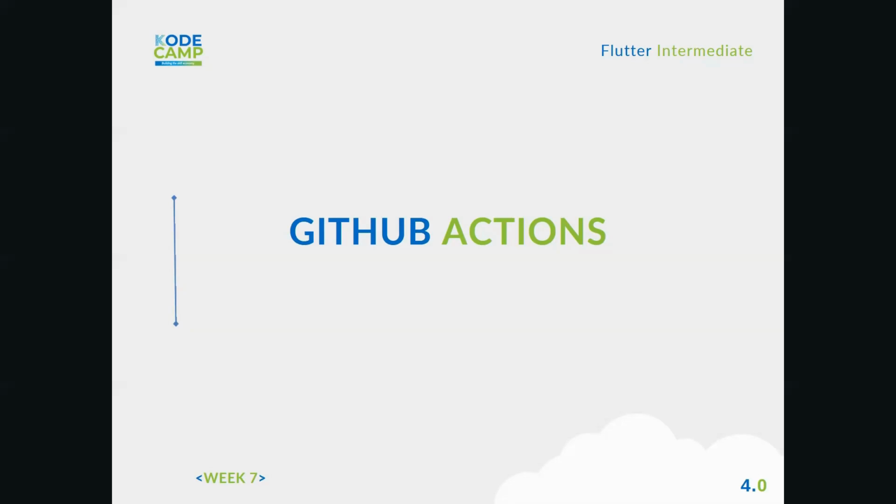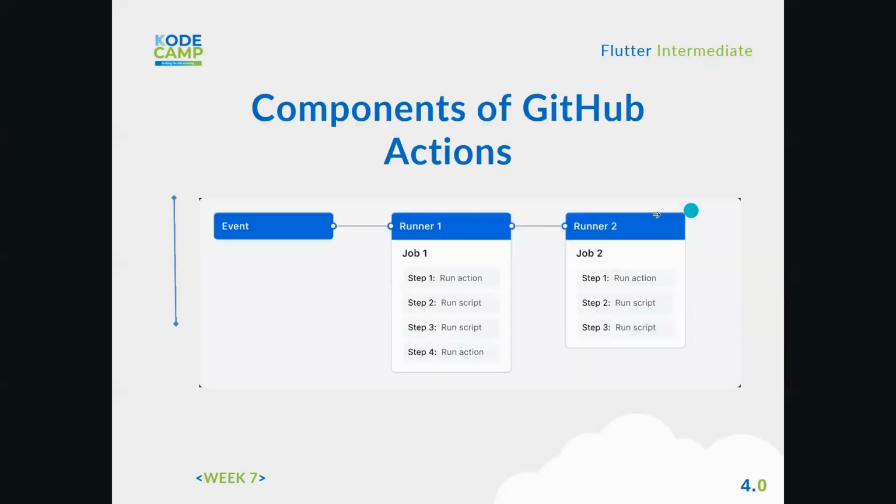GitHub actually provides virtual machines that you can run your workflows on: Linux, Windows, macOS. Or you can host your own self-hosted runners if you have your own cloud infrastructure or data center. If not, you can just leverage what GitHub provides to run your workflow. So we'll look at the components of GitHub Actions.